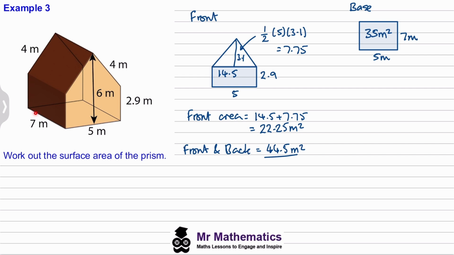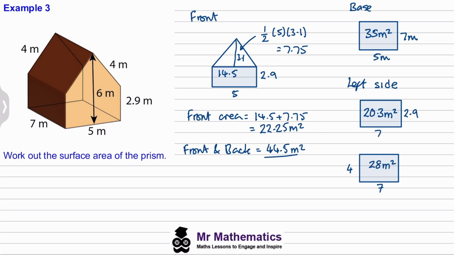And then we'll look at this part of the left side. Again, another rectangle. This will have a length of 7 and a width of 2.9 from this length here. And when you multiply these together, we get an area of 20.3 meters squared. But there's also this inclined face with the same width of 7, but a length of 4. So this will have an area of 28.